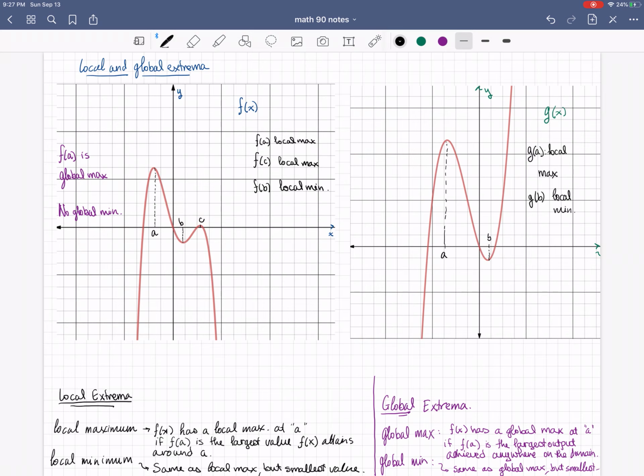Okay, so g has one local maximum and one local minimum, but notice that it has no global extrema at all. There is no point on this graph that is the highest point, and there is no point on this graph that is the lowest point. No matter what point you pick, the graph extends below that. And no matter what point you pick, the graph extends above that. So this is an example of a function that has a local max and a local min, but no global extrema.